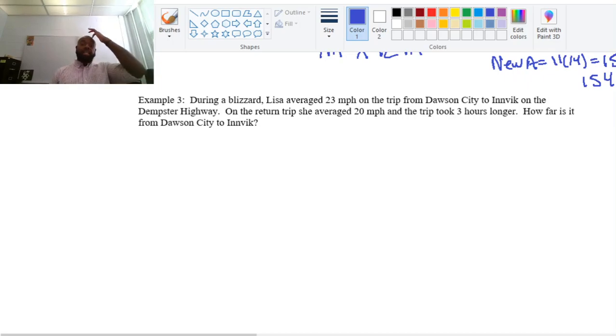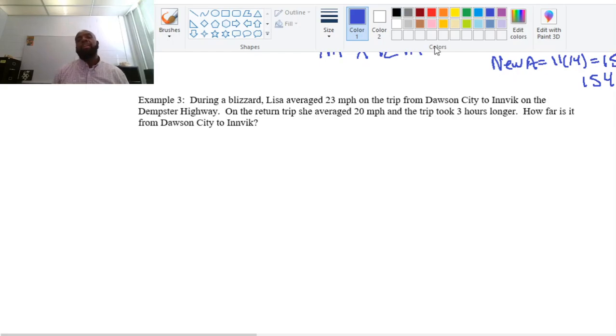During a blizzard, Lisa averaged 23 miles per hour on a trip from Dawson City to Inuvik on the Dempster Highway. On the return trip, she averaged 20 miles per hour, and the trip took 3 hours longer, right? So she's going from Dawson to Inuvik, so from point A to point B, and then she comes back from point B to point A. But she's going a different speed or rate, and it's taking her a little longer since she's traveling slowly during the blizzard. And our goal is to find how far it is to go from point A to point B.